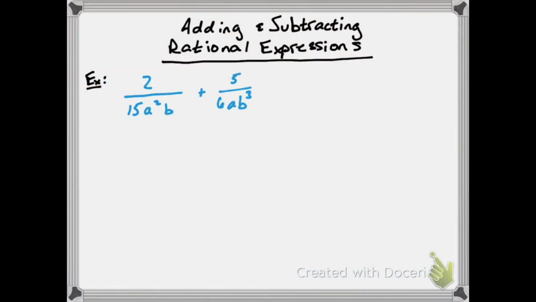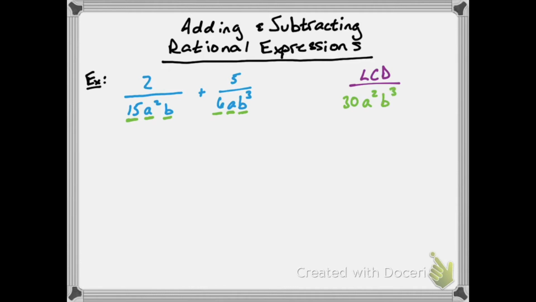Let's look at an example of adding and subtracting rational expressions where we don't have a common denominator. Clearly, the first thing we're going to need to do is find that LCD. So let's start by looking at the 15 and the 6 and noticing that they have a common multiple of 30. Between the a's, the highest power of a is a squared, so we'll use that. And between the b's, the highest power of b is b cubed, so we'll use that.